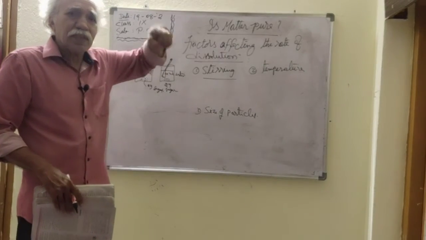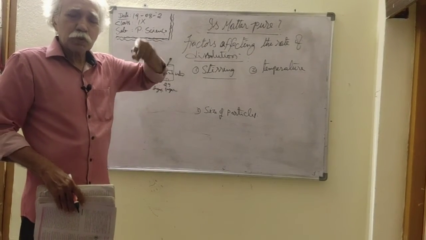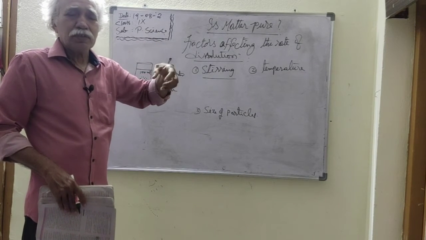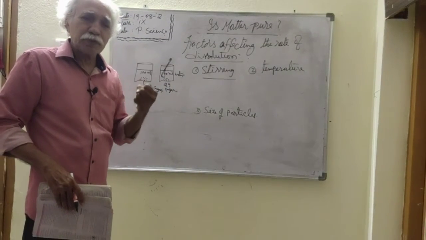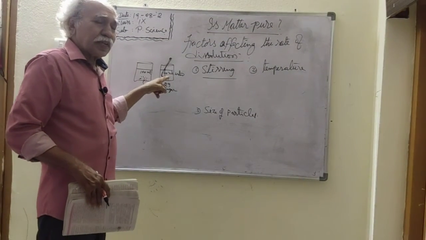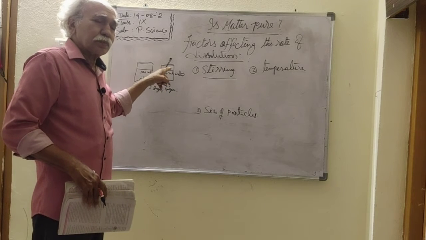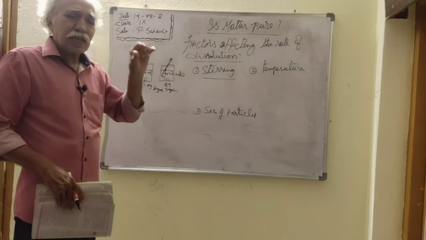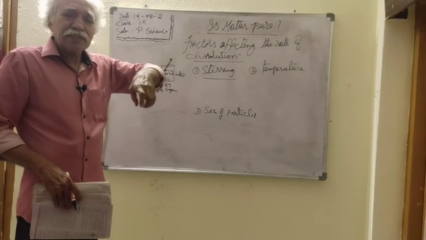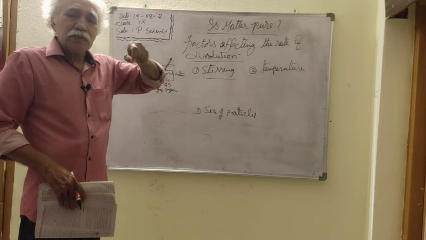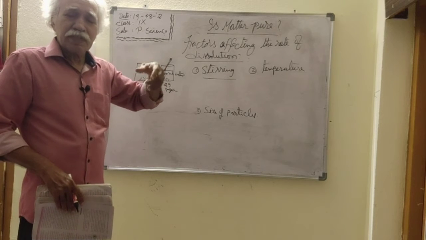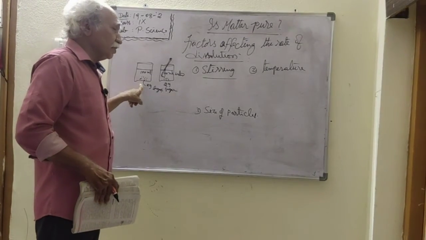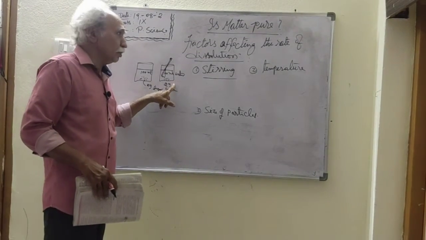As we stir the two components, the solvent encircling the solute changes quickly, so the solvent takes away the solute quickly. Therefore the rate of dissolution is more. But in this case the rate of dissolution is less because the solvent molecules encircling the solute particles diffuse slowly. That takes more time. Therefore the rate of dissolution is less here, and more here.